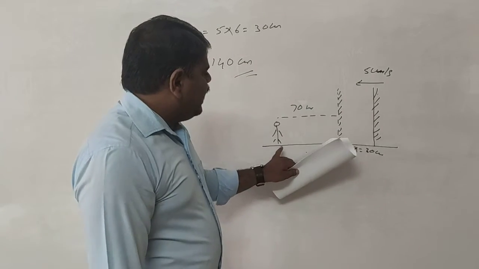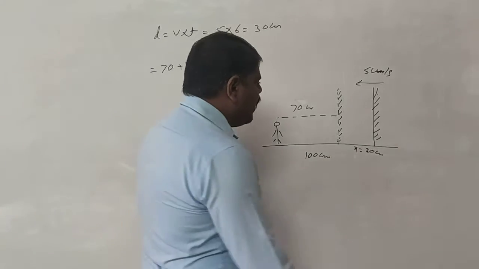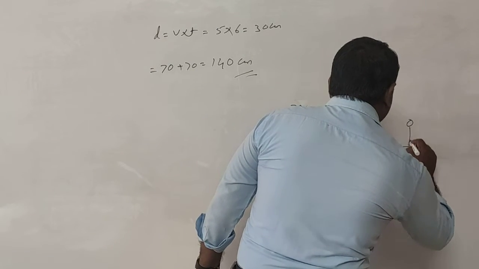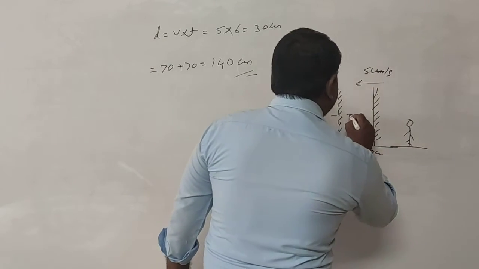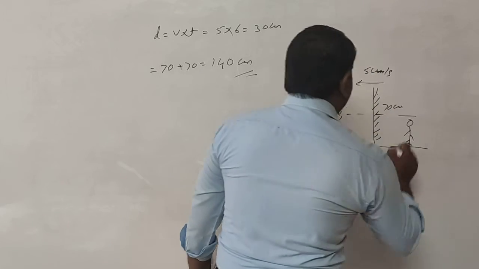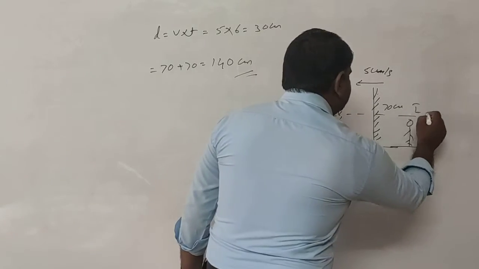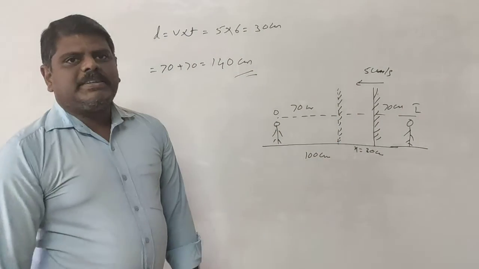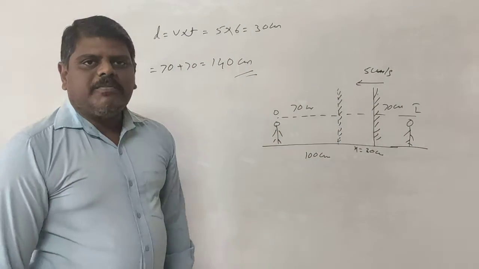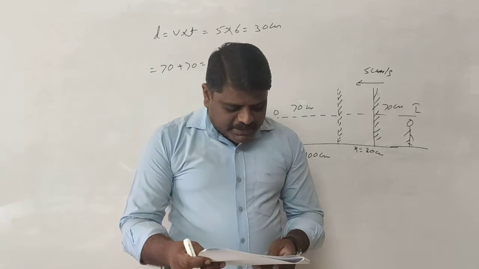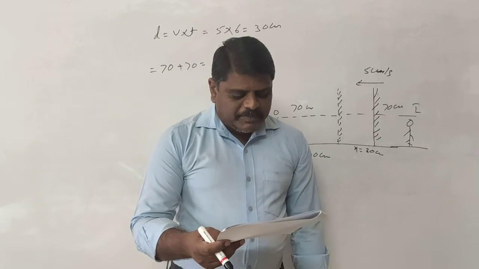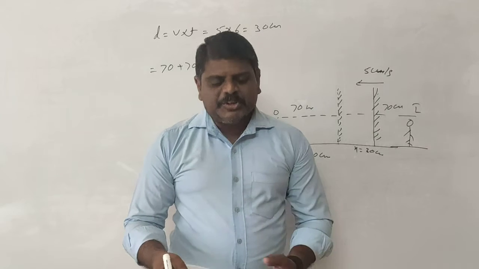That means the distance between the image and the object. So the image is going to be produced right here, which is exactly at a distance of again 70 centimeters. So the distance between the object and the image is equal to 70 plus 70. How much are you going to get? 140 centimeters. So which option is correct here? The second option is correct. Okay, 140 centimeters. Okay, let's go for the next problem.